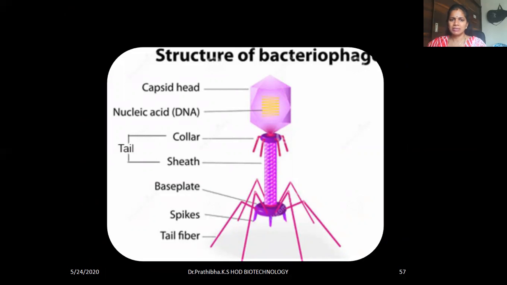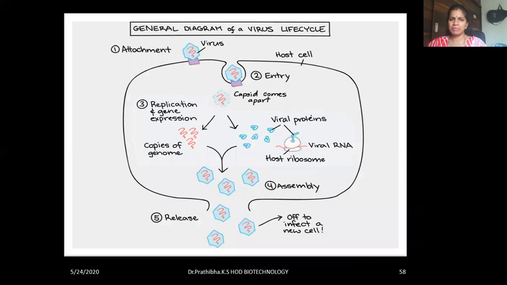Then you can see the collar and sheath. Together, collar and sheath, you can say tail. Below you can say base plate, spikes, and tail fibers. Now let us go through the general diagram of a virus life cycle.